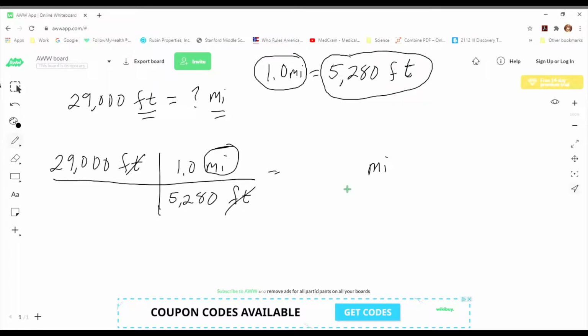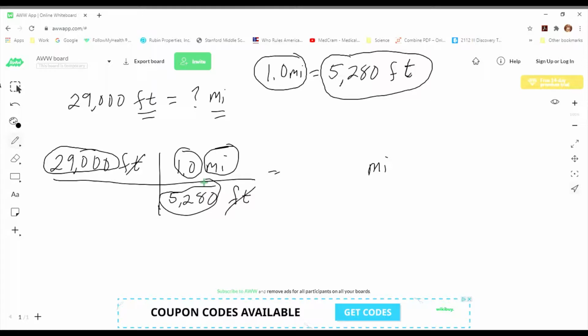Well, that's where the numbers come into play. We're going to take the 29,000 multiplied by 1 divided by 5,280. So let's go ahead and do that in our calculator. 29,000 multiplied by 1 is 29,000. Then you divide by 5,280. Every mile is 5,280 feet.